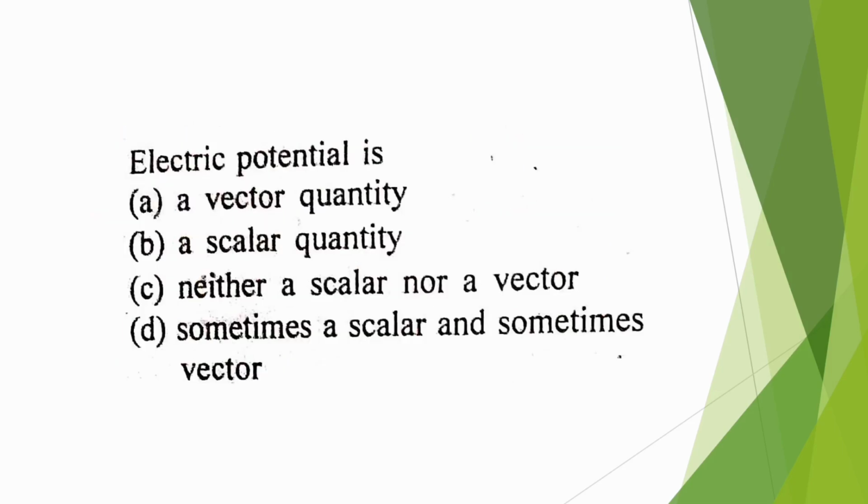Electric potential is a vector quantity, a scalar quantity, neither scalar nor vector, or sometimes scalar and sometimes vector. So electric potential is what? What will be the answer, dear students? Electric potential is a scalar quantity. Why? Because it has only magnitude and no direction. It is defined as the amount of work required to move a charge from one point to another without acceleration. So here the correct option is that electric potential is always a scalar quantity. Let us proceed with the next question.